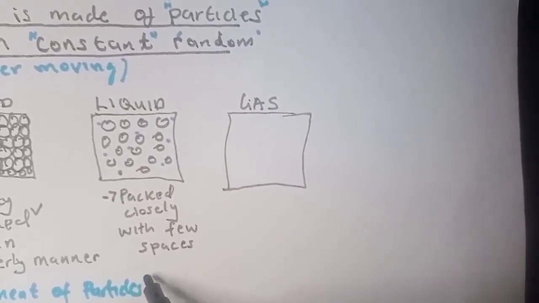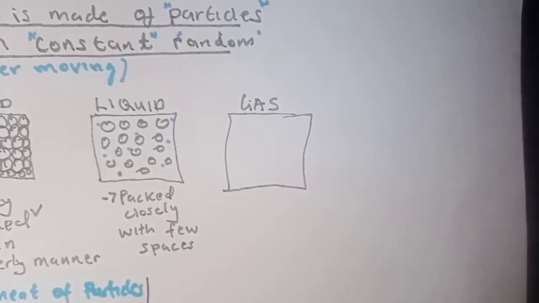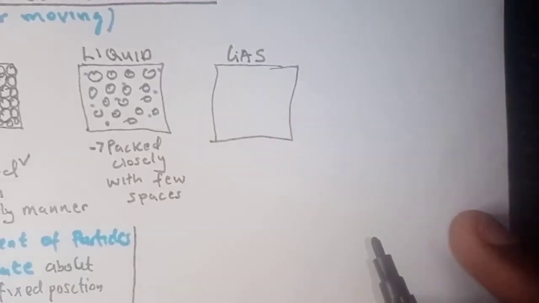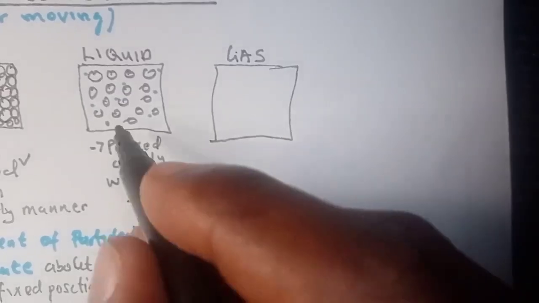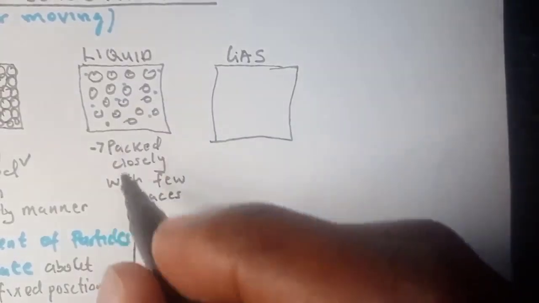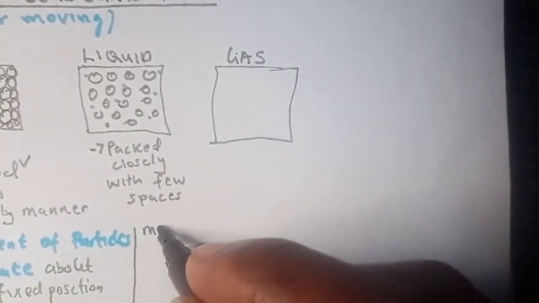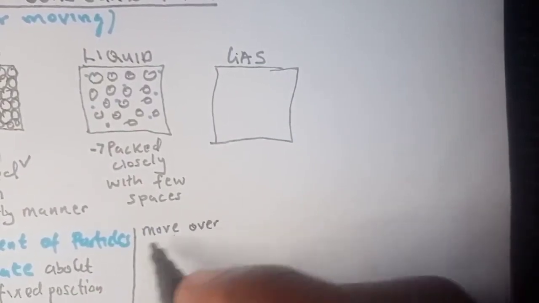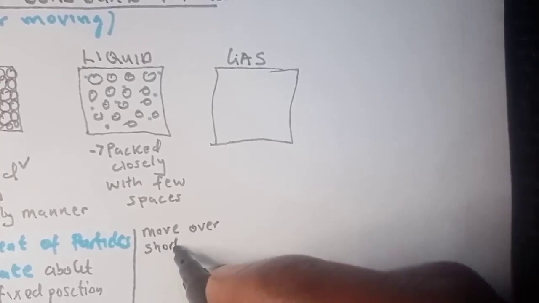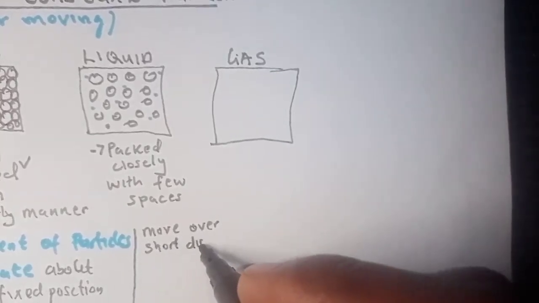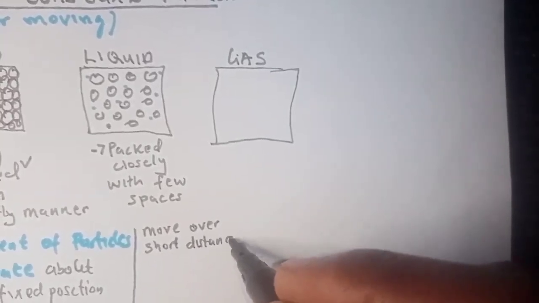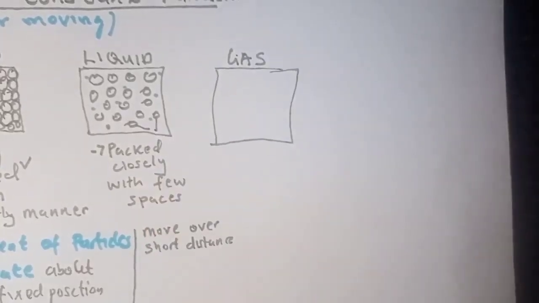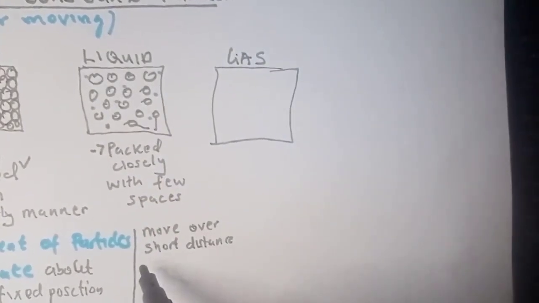This means that if we were to look at the movement here, they slide. They can move over short distances. This one can move from there maybe to there. They slide against each other.